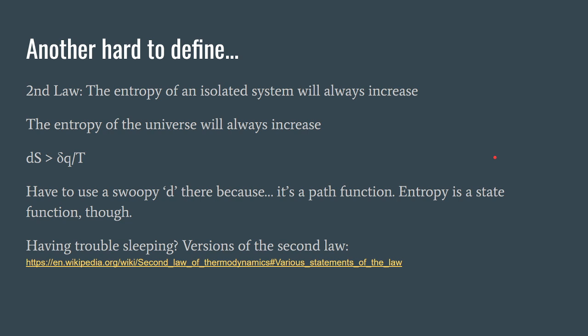All right, so entropy is another one of those things that is kind of hard to define, just like energy and enthalpy and all that other stuff. In physical chemistry, you're dealing with a lot of really abstract things. Entropy is just one of those things. So, the second law of thermodynamics says that the entropy of an isolated system will always increase. Remember, an isolated system, nothing in or out, neither energy nor matter. The universe is the ultimate isolated system, so the entropy of the universe will always increase.